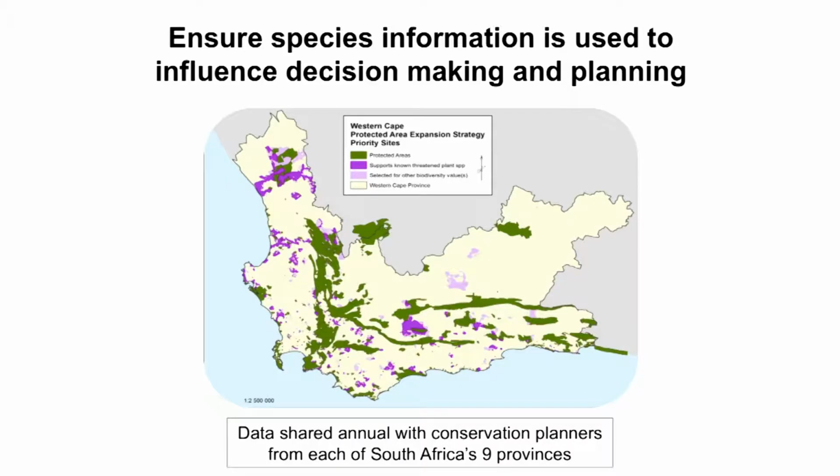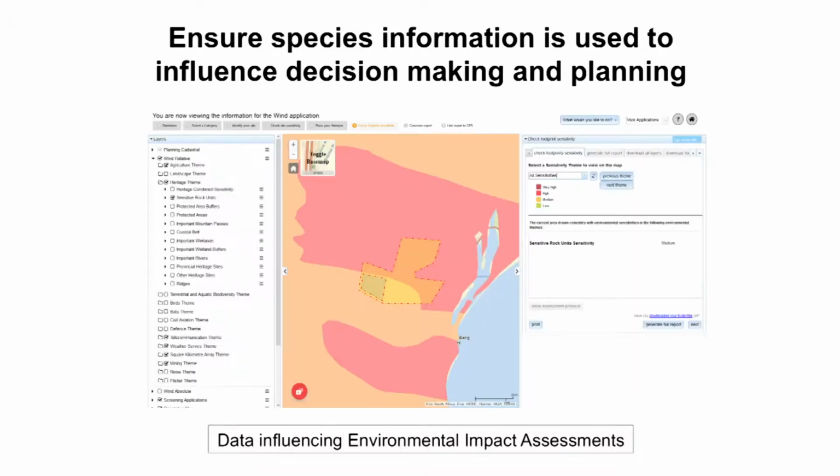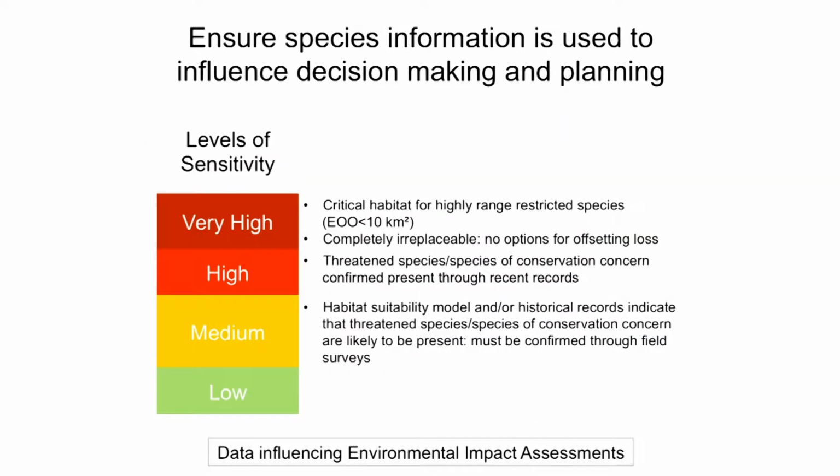This information is also filtered down to the provinces, whereby we share the data annually with the conservation planners across our 9 provinces. And they then use it to make their provincial conservation maps. We further dumbed down this data for EIA practitioners. And this is just showing the data set of what we provide for EIA practitioners. And then we've dumbed down the science into levels of sensitivity.